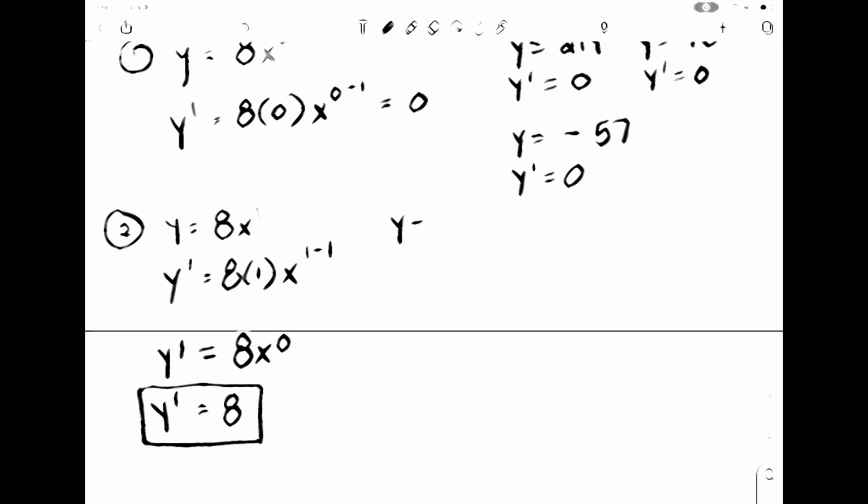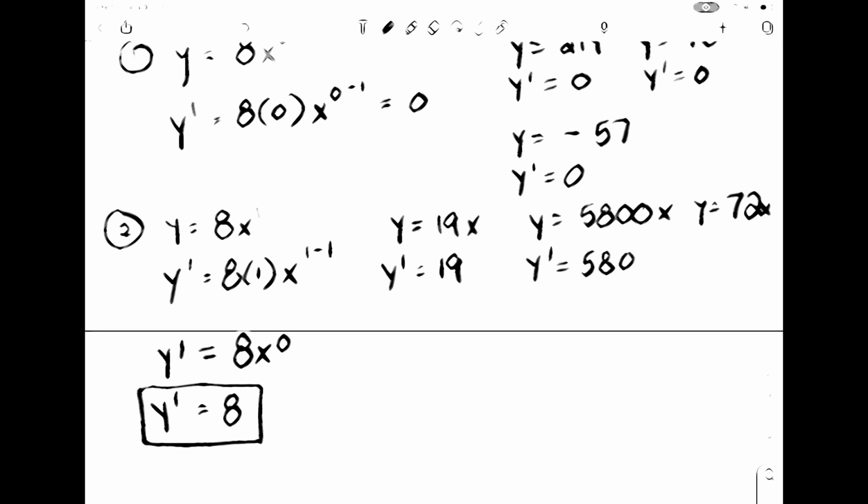So I could say y equals 19x, y equals 5,800x, y equals 72x. So y prime is 19, y prime is 5,800, y prime equals 72. You can get very quick at this by recognizing x to the first means the derivative goes to the coefficient. Now, combined with y equals ax to the n, y prime is a n x to the n minus 1. There's our general power rule.